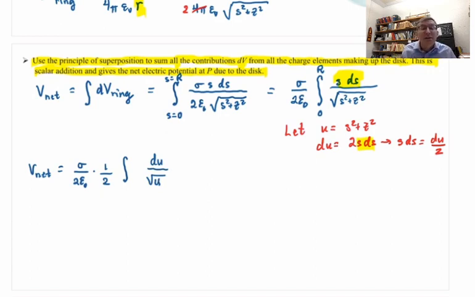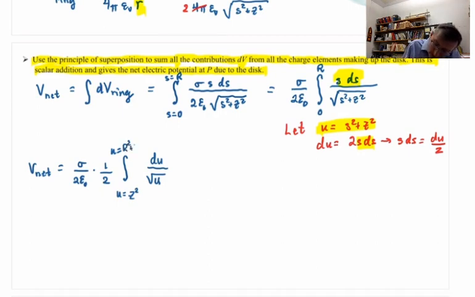And let's go ahead and change the limits to u values. What's the lower limit and the upper limit for the new variable u? Well, just remember the defining relationship for u is up there. And when the integral was with respect to s, the lower limit was 0, so we start at s equals 0. If we plug in s equals 0, the starting value for u is z squared. And the upper limit for s is big R, so we plug that into the u formula, and we get the upper limit for u is big R squared plus z squared.